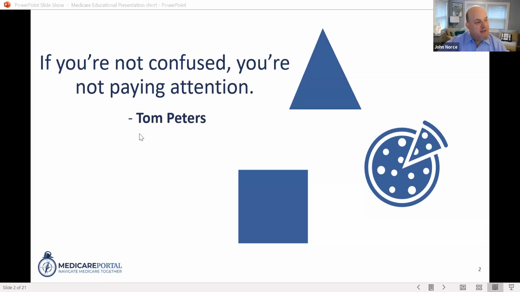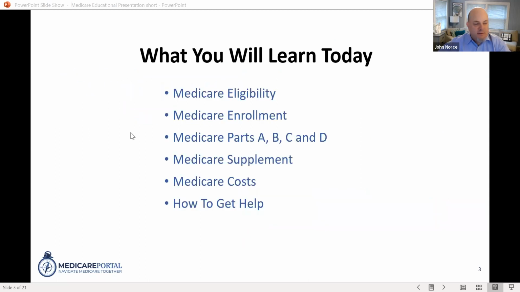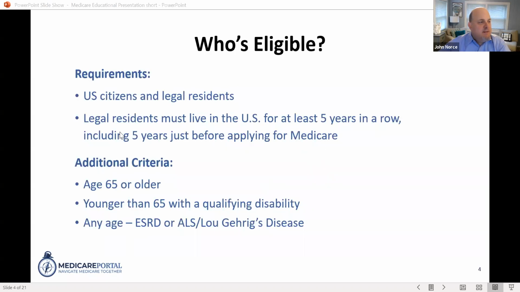I think I have a good sense of humor, but being with Medicare for years like I have been, this kind of summarizes what Medicare is: if you're not confused, you're not paying attention. That's from Tom Peters, for those that know, a leading management consultant. Our goals today are to share an understanding of eligibility for Medicare, the enrollment process, what we call the real basics, the ABCD of Medicare, what a Medicare supplement or Medigap is, what Medicare costs, and then how to get help.